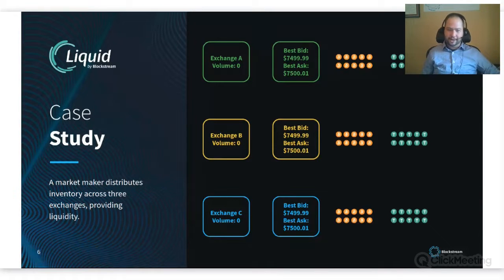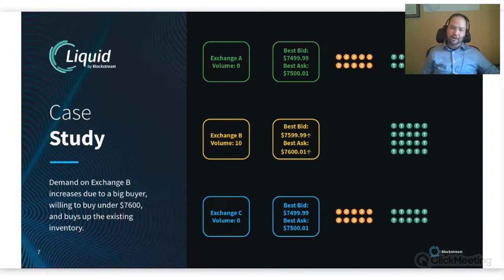So looking at the exchange here, you see Exchange B is sitting in the middle, and all of a sudden there's a buyer that comes in and wants to buy Bitcoin. They believe that the price is going to go to the moon, and they come in and buy a bunch of market orders, and this in turn is going to deplete the orders of the market maker here and raise the prices on that exchange.